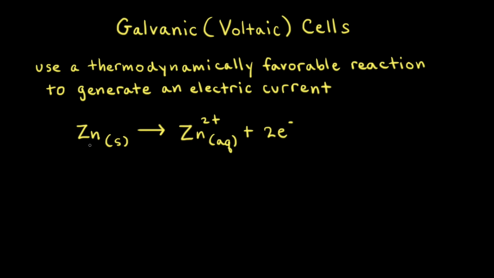In the first half reaction, zinc metal loses 2 electrons to turn into the zinc 2 plus cation. Loss of electrons is oxidation. Therefore, this is the oxidation half reaction.